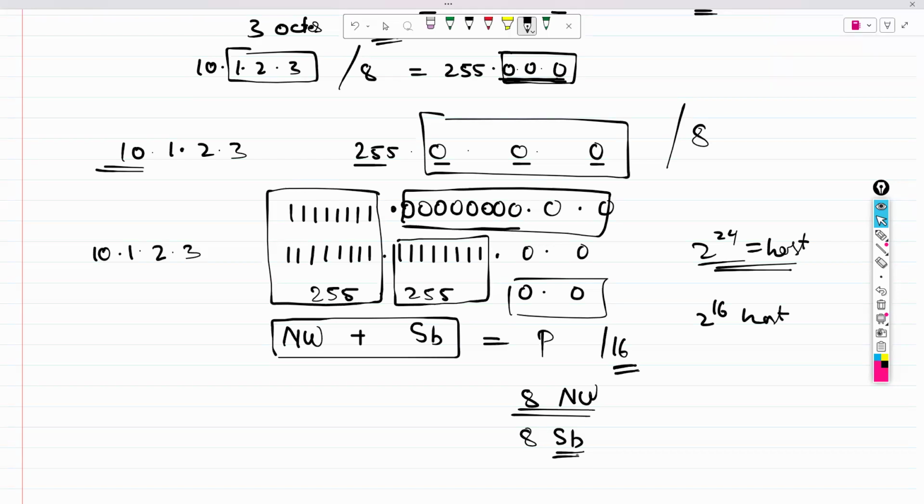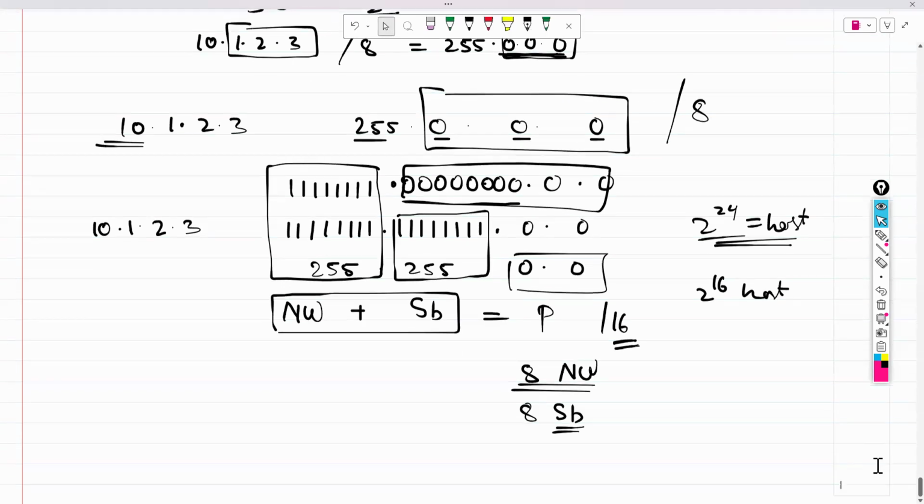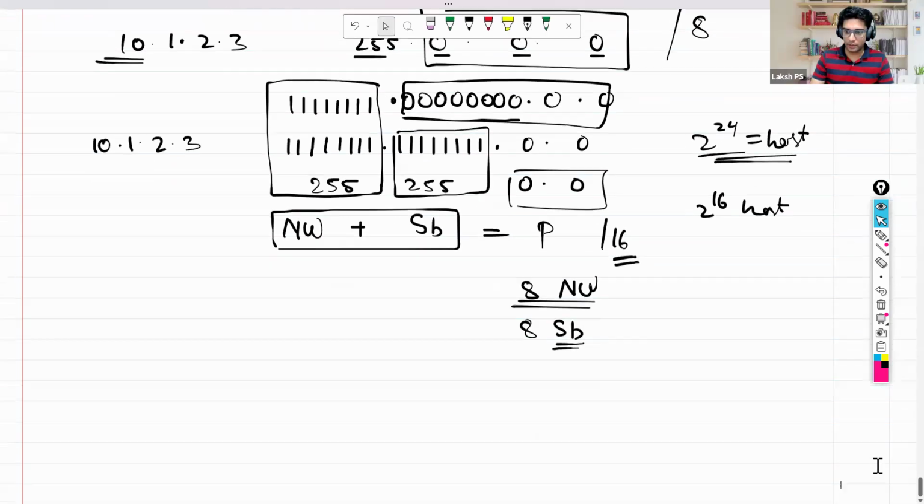Okay, this one is fine. Can we go to the 172 example and check something similar to this? You mean the previous example, sir? Let me give you some other examples, like 192.168.